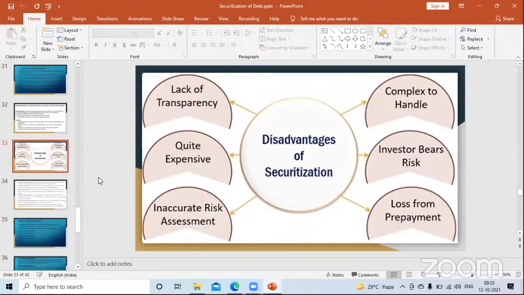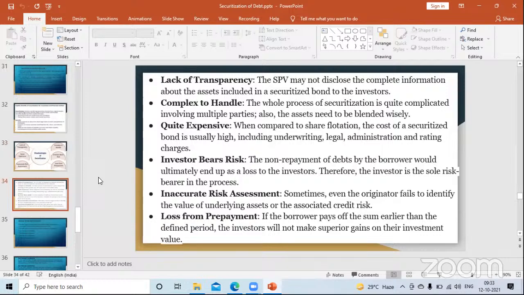Are you getting my point? Students, have you understood advantages and disadvantages? Yes, ma'am. Okay.